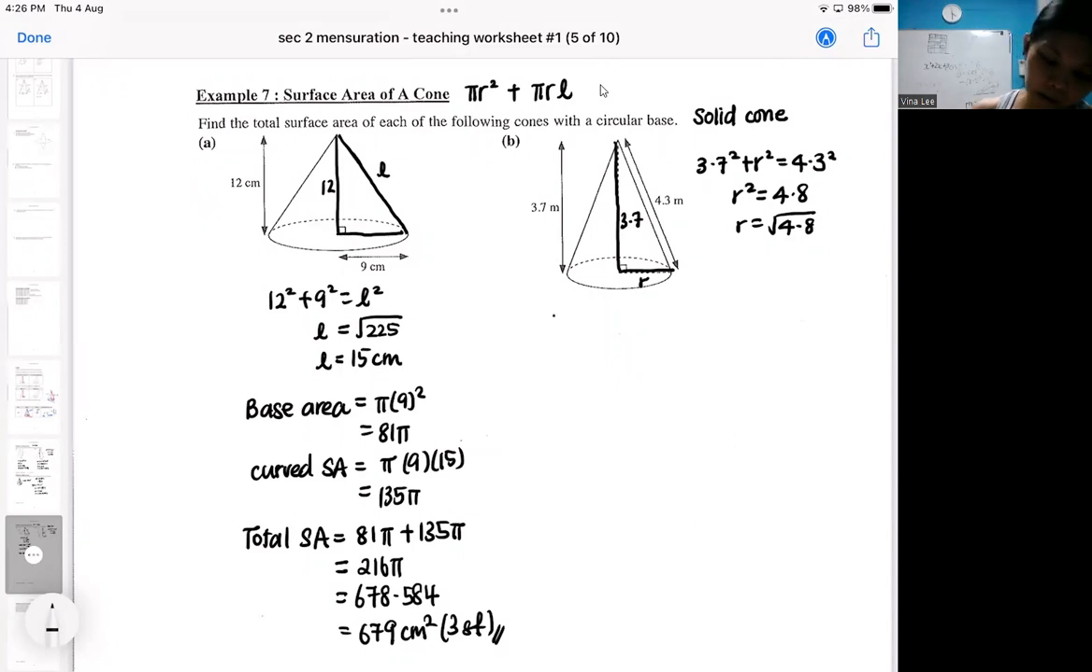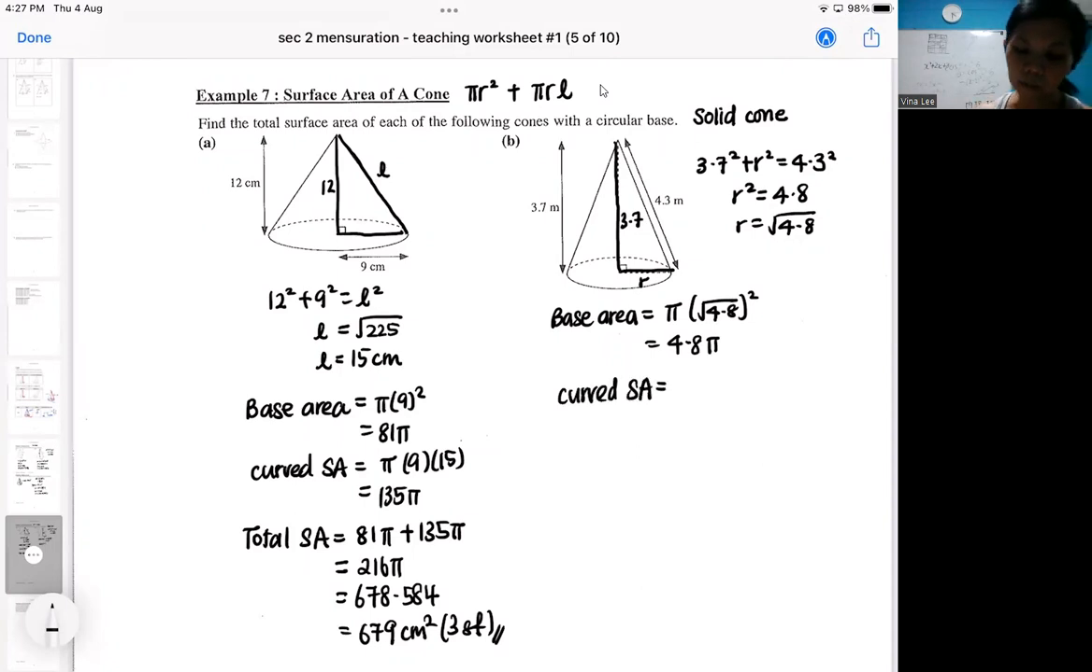So from here, again, I find my base area. And anyway, I take off the square root already. And I find my curved surface area. Okay, so in this case, it doesn't give me a nice answer.